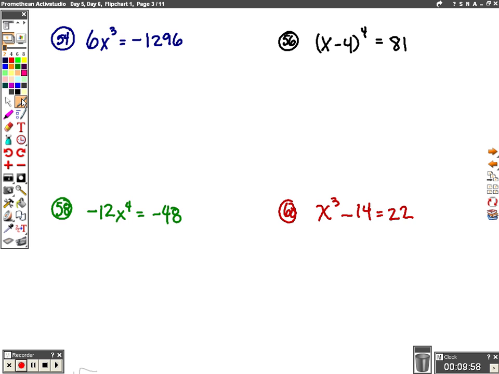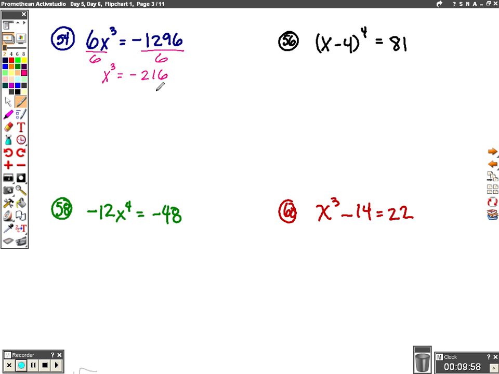All right. So we've got this problem right here. We're trying to find what values of x would make this statement true. So our goal really is to isolate x. Almost instinctually, I think you can look at that and say, I want to get x cubed by itself, so I've got to divide by 6. Go with your gut. All right, so the 6's cancel out. We've got x cubed equals negative 216.